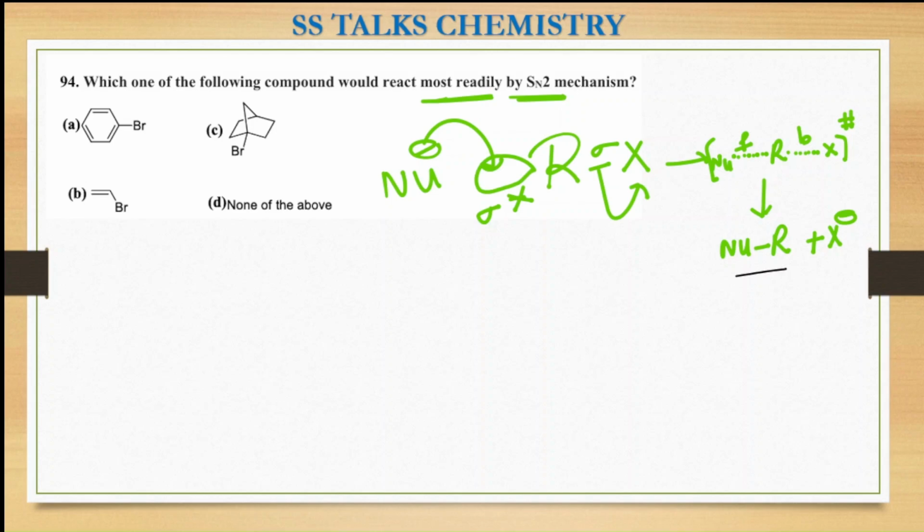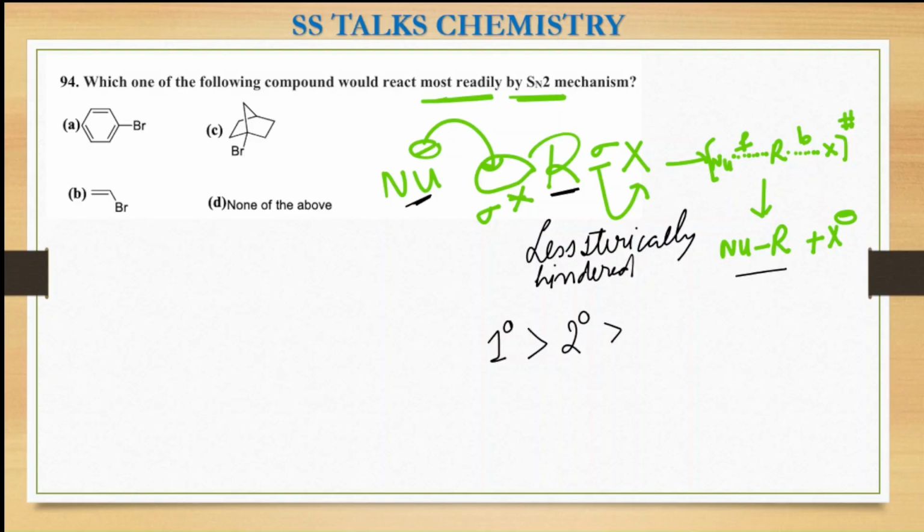So here you can see the attack of the nucleophile on this carbon center should be less sterically hindered, because for the SN2 reaction we want this order: primary alkyl halides, where X is the leaving group, give the faster rate, followed by secondary, and the least is for tertiary centers.